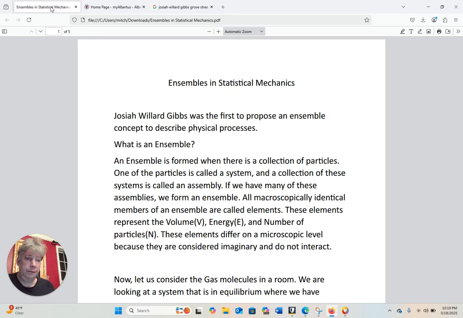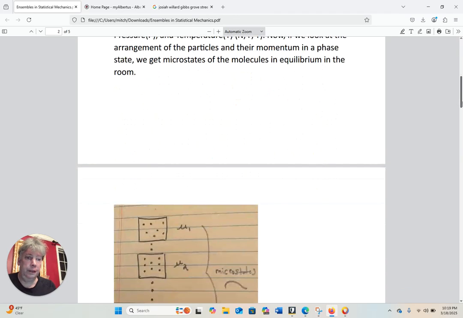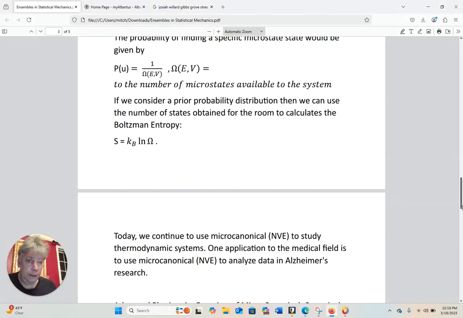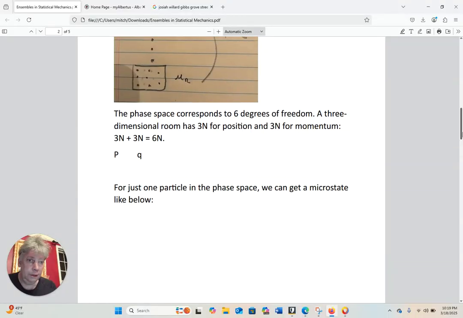So basically, when we're dealing with a microcanonical system, our elements are going to be volume, energy, and the number of particles. If we're dealing with a canonical system, we're going to be dealing with number of particles, pressure, and temperature. And when we're dealing with a Gibbs one, let me just go all the way down over here.